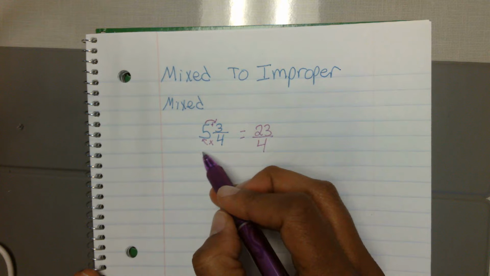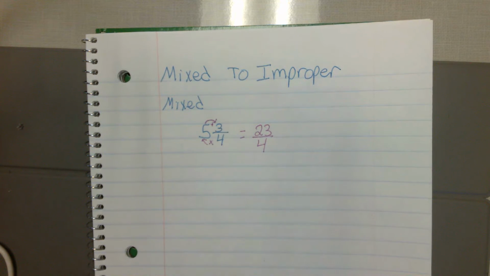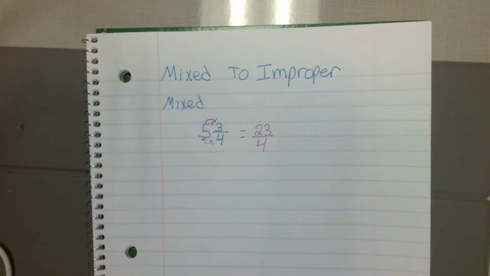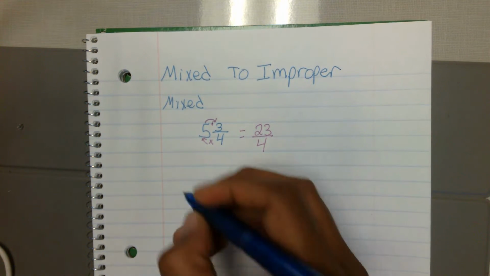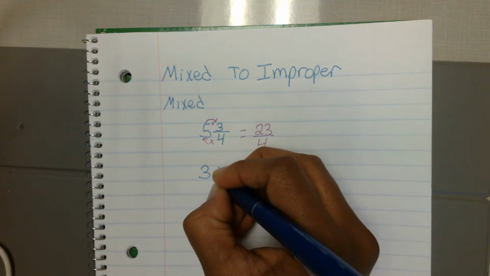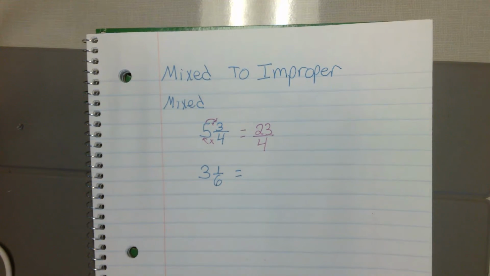Okay, so we multiply from denominator to whole, add that to your numerator, and you get your new numerator, and your denominator stays the same. Let me do another one to do this again. So I have 3 1/6. And again, we're going to turn it into an improper fraction.